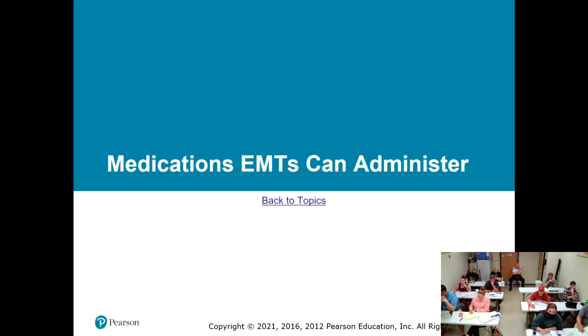Alright. Medications that EMTs can administer. So I have pulled all the meds that you guys can administer up here. We're going to pass them out. I believe you take more away if you actually see, feel, look at what the drug looks like as opposed to just seeing it on the screen. So we'll pass the meds out, let you guys get a chance to look at them.